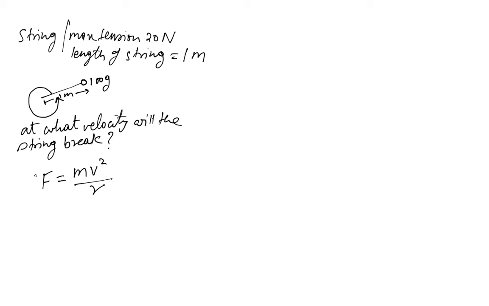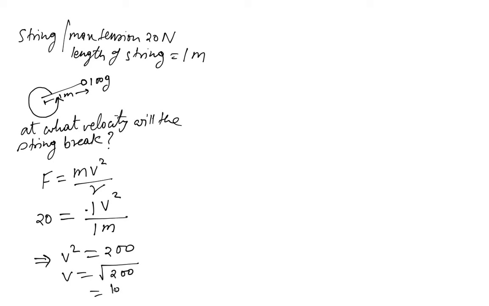Well, how to calculate this maximum velocity? We know that the maximum F, which is actually the tension, is 20 newtons. This equals mass, which is given as 0.1 kilograms, times v square, which we have to find, divided by r, which is the radius, and that is 1 meter. That gives us v square equals 200, which means v is square root of 200, or you can also say 10 square root 2 meters per second. So this is the maximum velocity by which you can swing the stone without breaking the string. So that is one example. Let's take one more example.